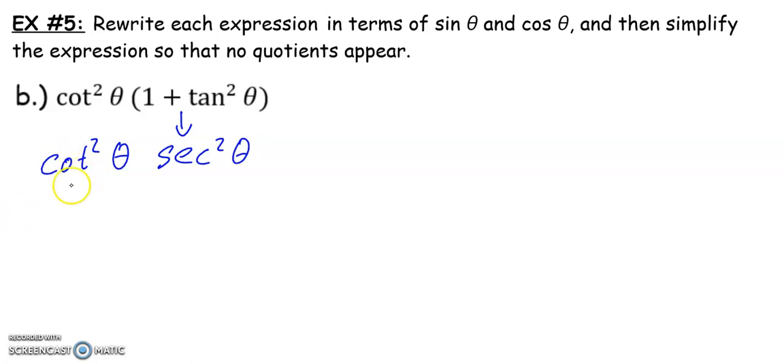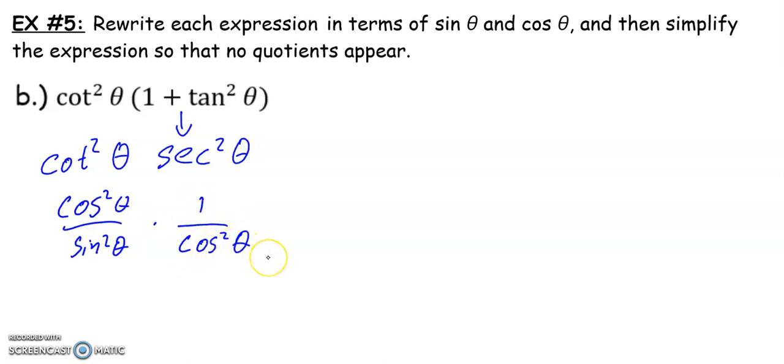Let's write these as both sine and cosine. So cotangent squared theta is cosine squared theta over sine squared theta. Secant squared theta is 1 over cosine squared theta. You can see that the cosines are going to cancel out. And that leaves me with 1 over sine squared theta.